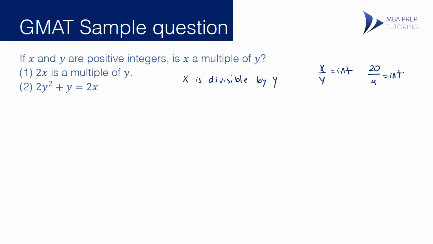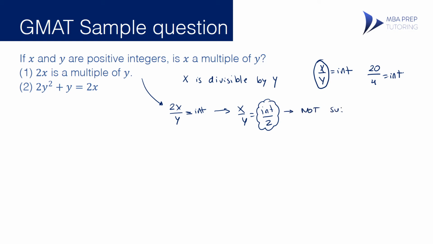For example, in statement 1, I have 2x is a multiple of y. They are affirming that 2x is a multiple of y. So 2x divided by y is an integer. This is the fact. But I don't want to know 2x over y. I want to know x over y. So x over y would become an integer divided by 2. And now we can clearly see that this is not always going to be an integer, right? So I'm going to say not sufficient, because it can sometimes be an integer, like 4 over 2, but it might not, like 5 over 2, it's not an integer.